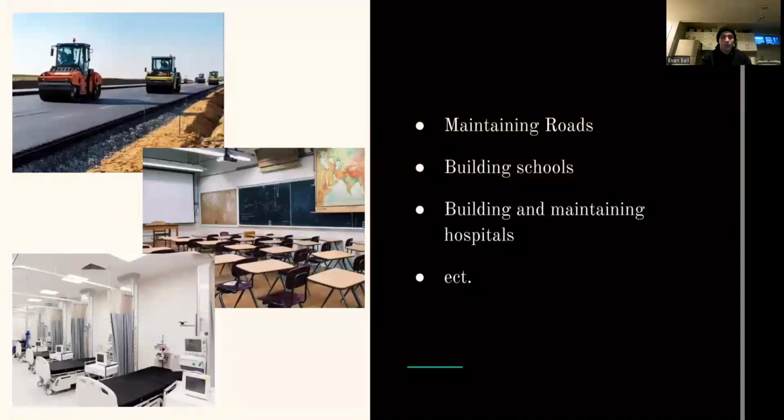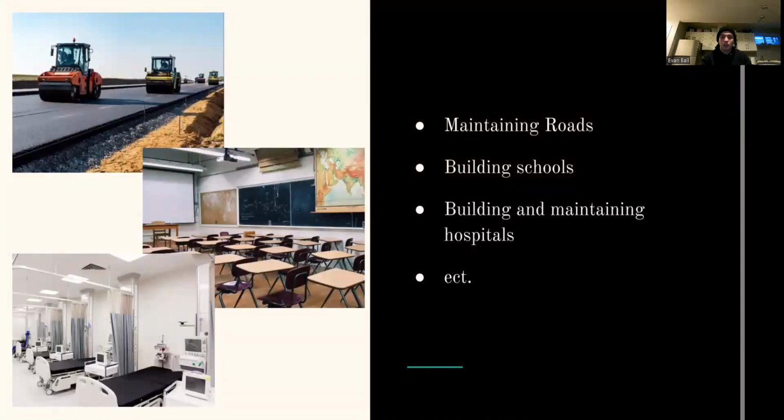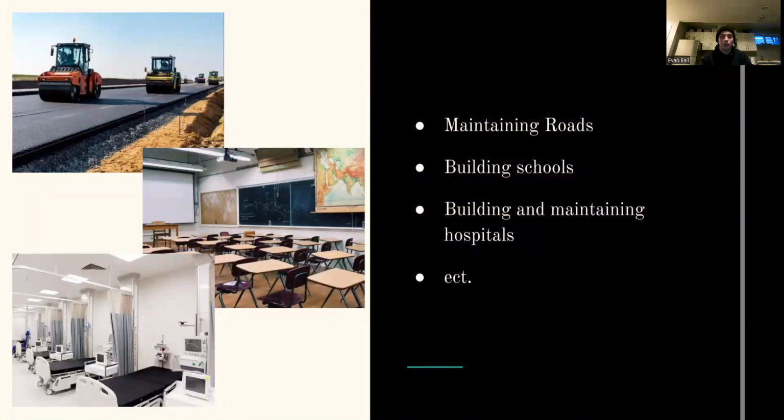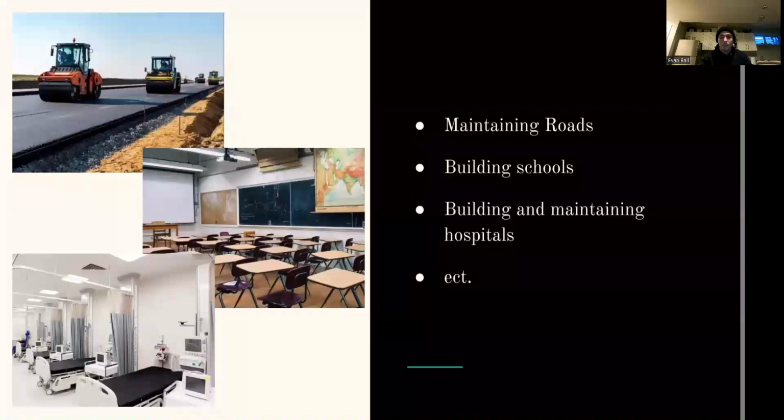Governments are responsible for maintaining our roads, building schools and hospitals, etc. These expensive responsibilities are largely funded through the collection of taxes.